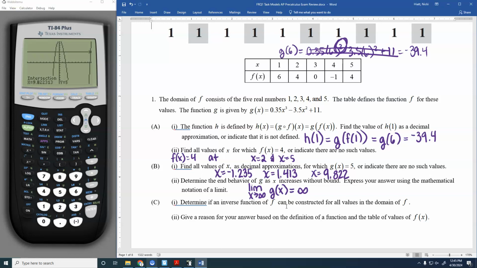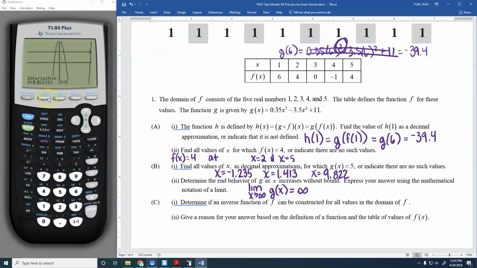And then 2 asks you to give the reason. So this is a no. Because what do you do whenever you find an inverse? Switch x and y's. Okay? So if I switch the x and y's, these are now my x's, these are my y's. Is my inverse a function? It is not, because the 4 gets repeated. Right? So this is a function because the y's can repeat. But if I have a repeated y, when I switch x and y's, now my x's are repeating.